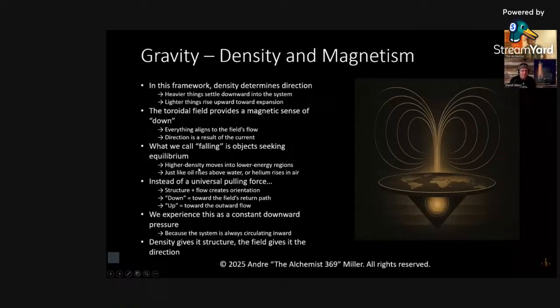And so what we call falling is just objects seeking equilibrium. Higher density moves toward lower energy regions, just like oil rises above water or helium rises above air. You know what I mean? And structure and flow create orientation. Down equals towards the field's return path and up equals towards the outward flow, because the system's always circulating inward, right? So in short, density gives it the structure, but the field is what gives it direction. And what exactly that field is I'm not sure, but there is a magnetic field, for sure, a toroidal field.